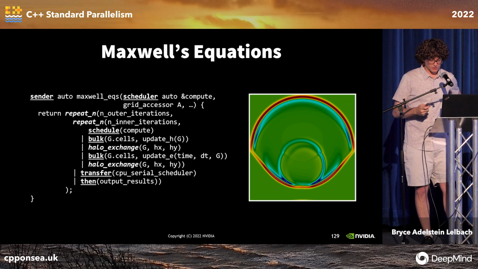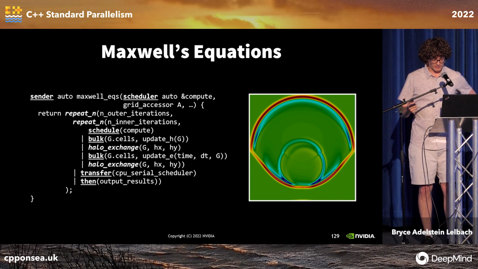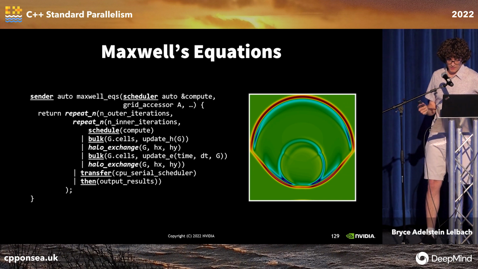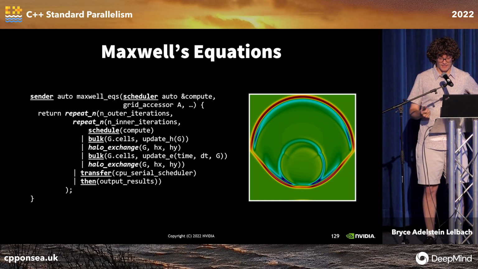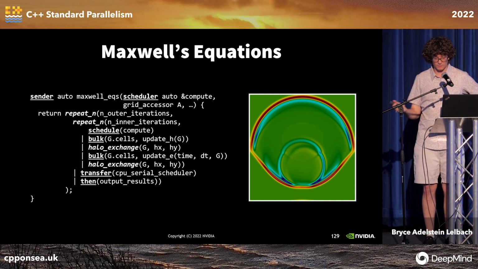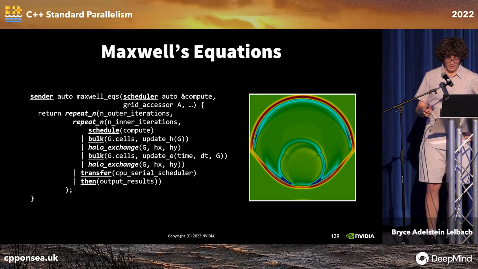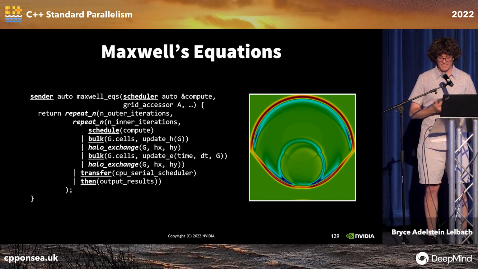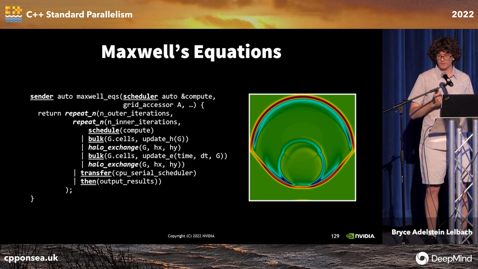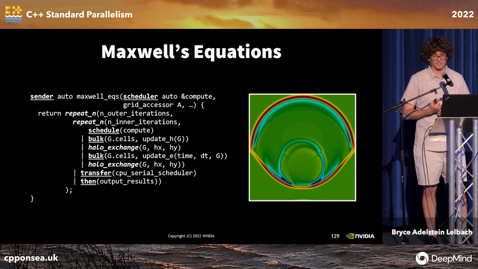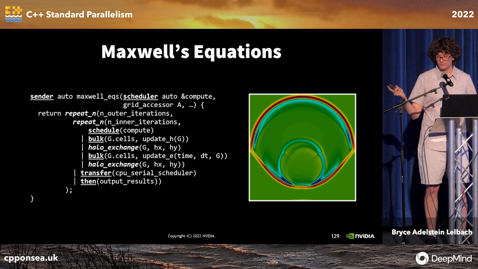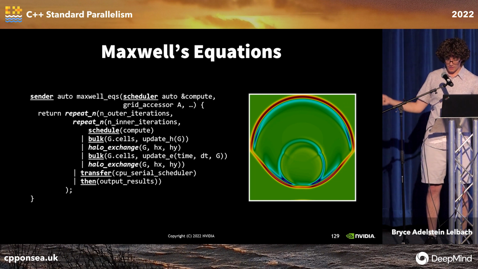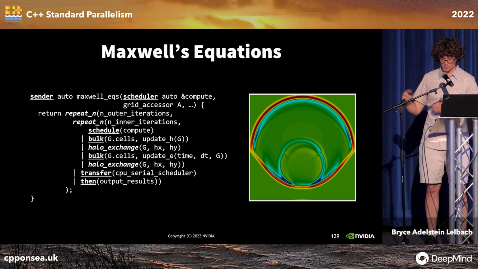So I want to show you one or two more examples. So we've developed a prototype implementation of the senders and receivers proposal at NVIDIA, and our prototype supports CPU schedulers, GPU schedulers, and distributed schedulers. So we've written a couple different examples with that. This one right here is just a simple electromagnetic wave simulation that solves Maxwell's equations on a uniform grid. So this is the entire solver loop, which is just expressed as a graph of senders.